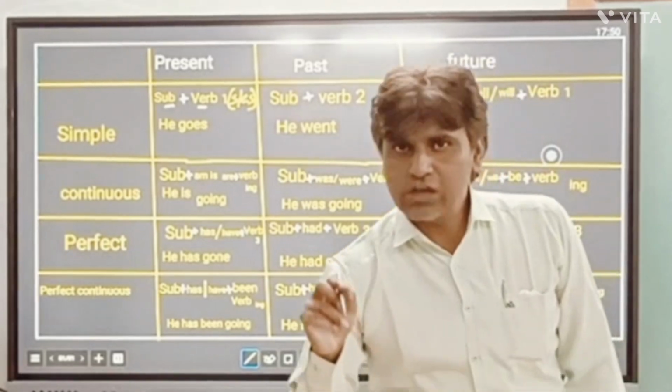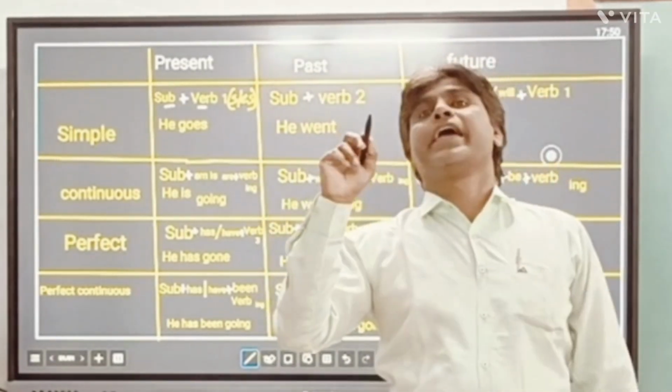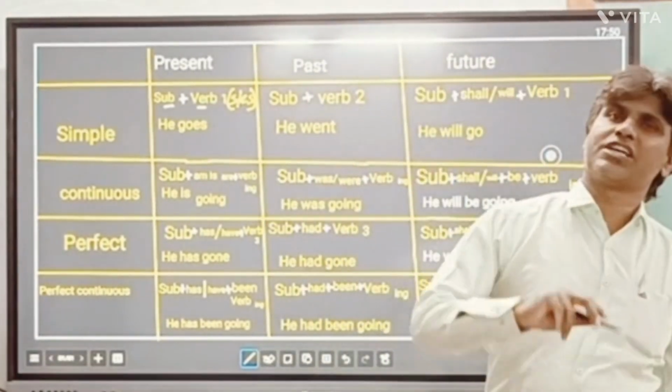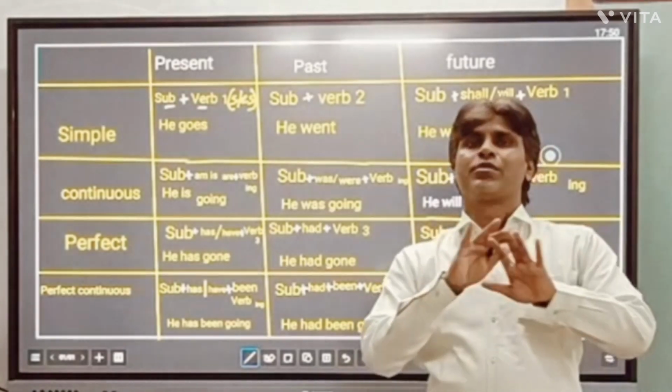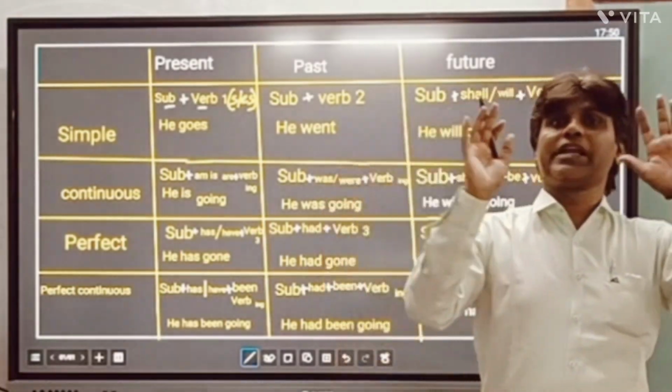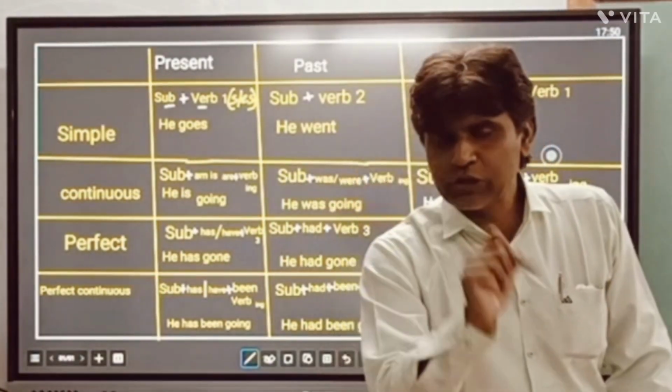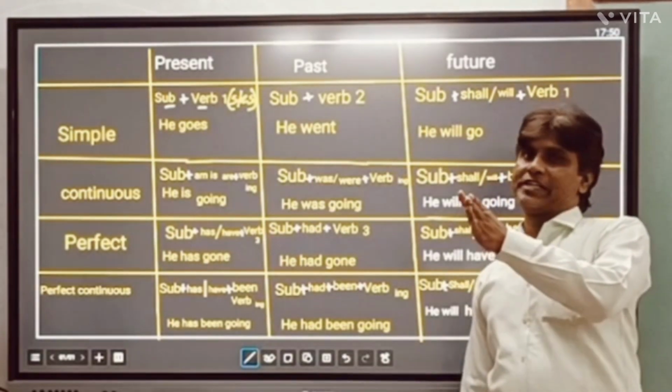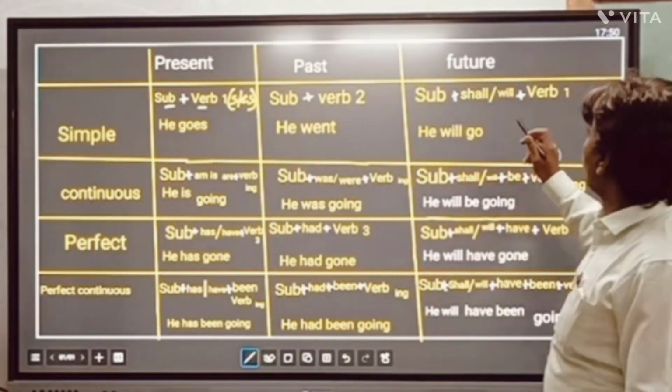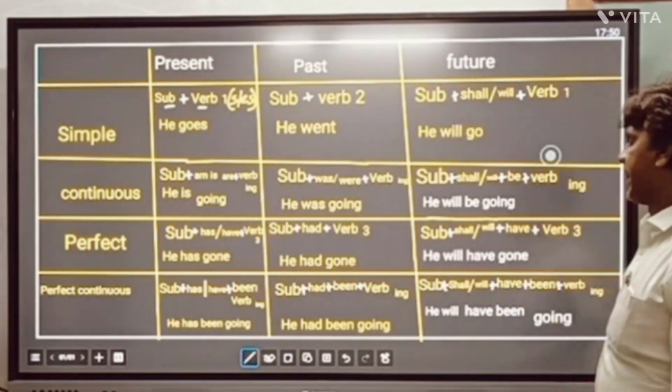Now future perfect tense. In future only, suppose one action will complete at a particular moment. So by 2025 April, your class 10, class 12 will have completed. Your exams will have been over. So at that particular moment, if the action will be completed, we use future perfect tense.